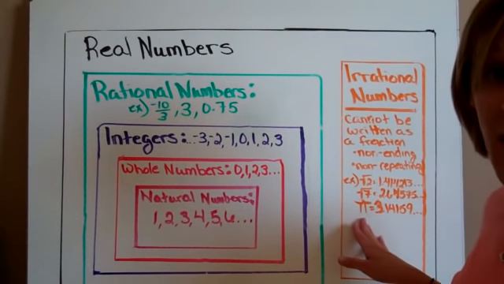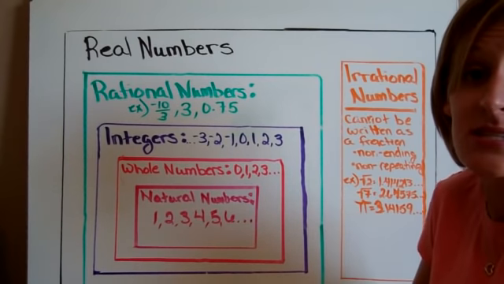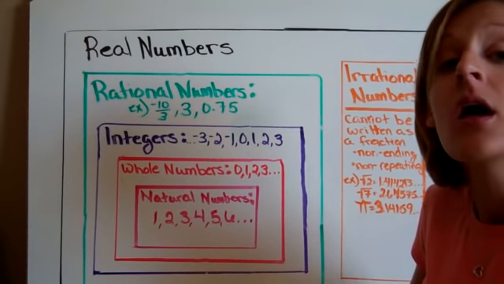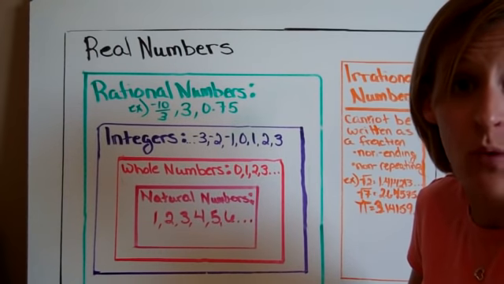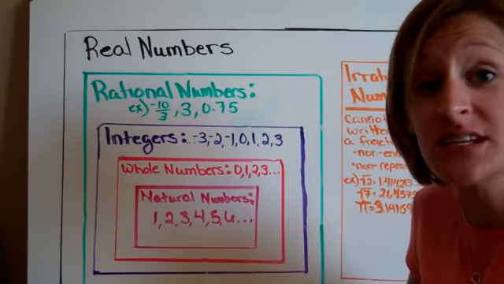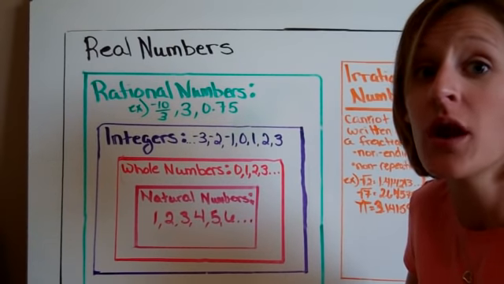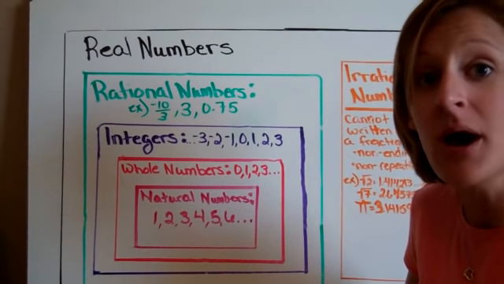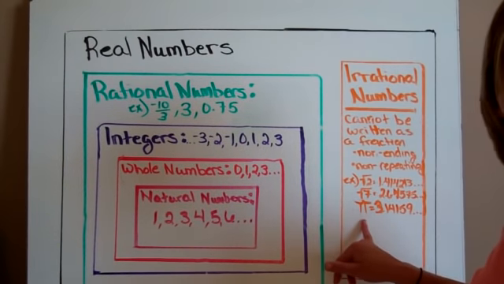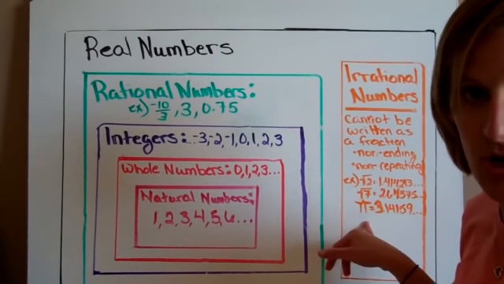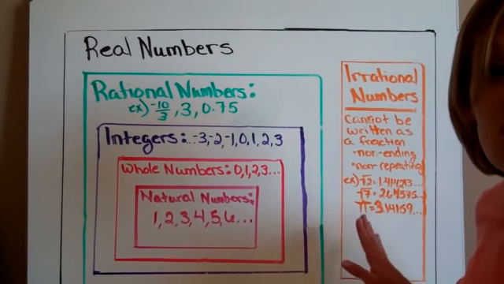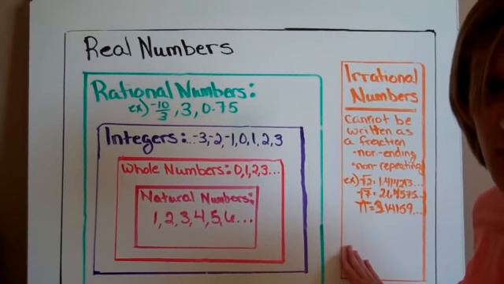Now, the pi number. Pi is considered irrational only when it's not rounded. We use a lot of times 3.14 for pi. Now, if you're just given the number 3.14, that's not pi. But if you're told the number pi, or use the pi symbol, that's an irrational number. It goes on and on forever. It never ends, never repeats. So it would be considered an irrational number.